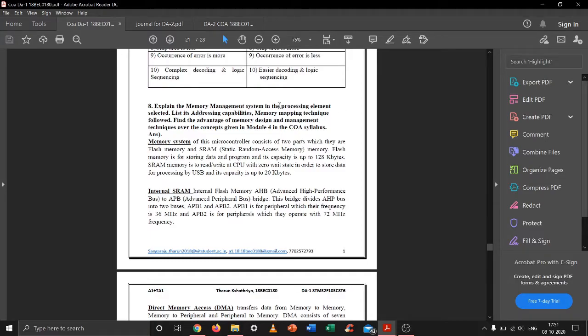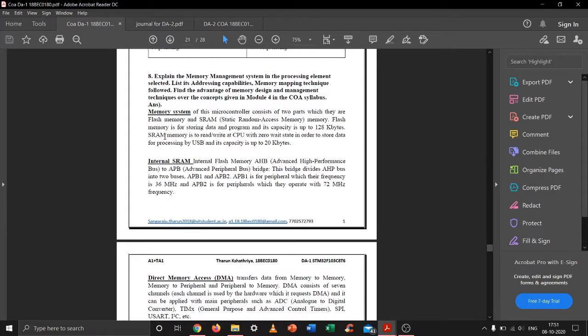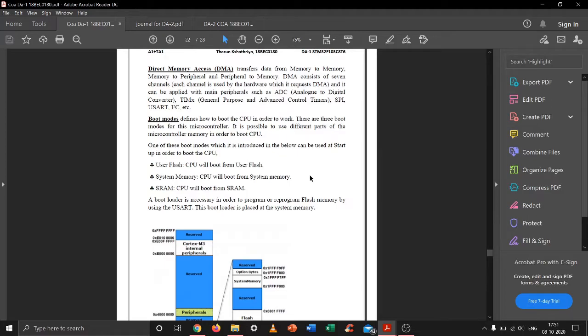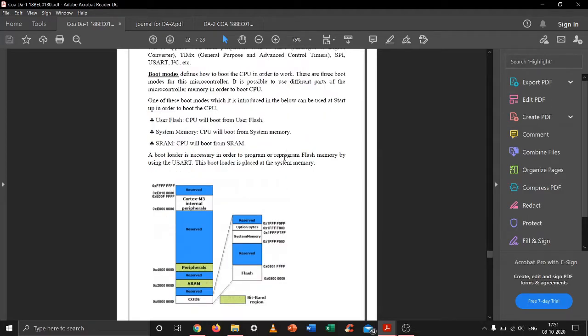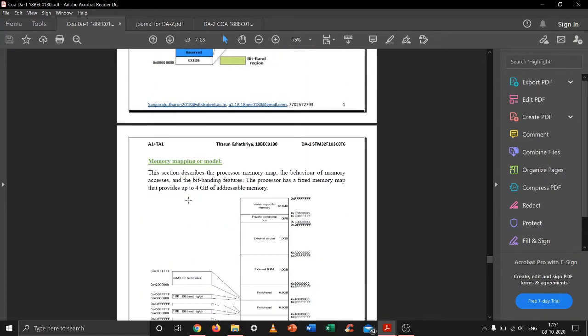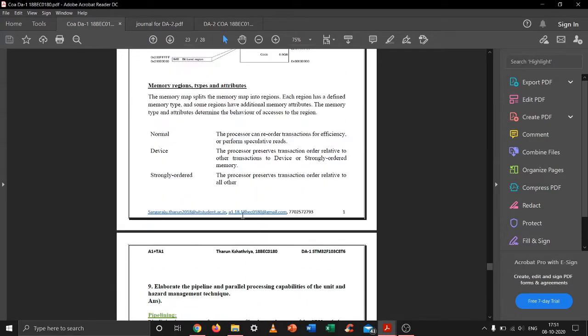Explain the memory management system in the process followed. Find the advantage of memory design and management techniques over the concepts given in module 4. Here also we need to compare what I learned with what I wrote. Memory system, internal SRAM, direct memory access, boot modes, and all those things which are included in the microcontroller which I selected is already here, which I already wrote. And this is the diagram and a memory mapping model. I took an example and drew this.